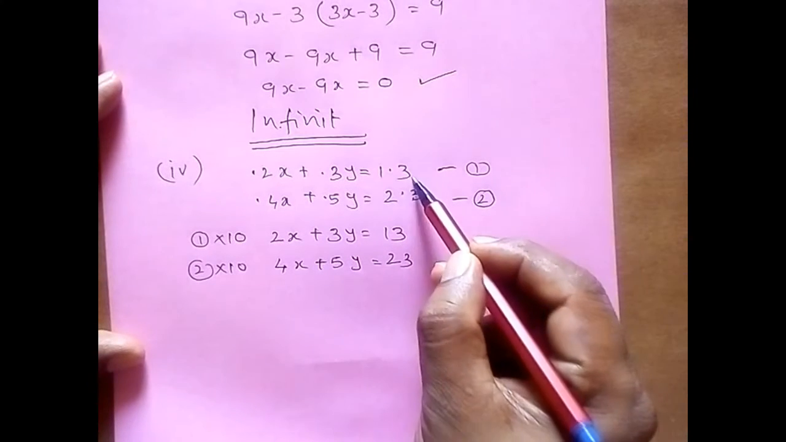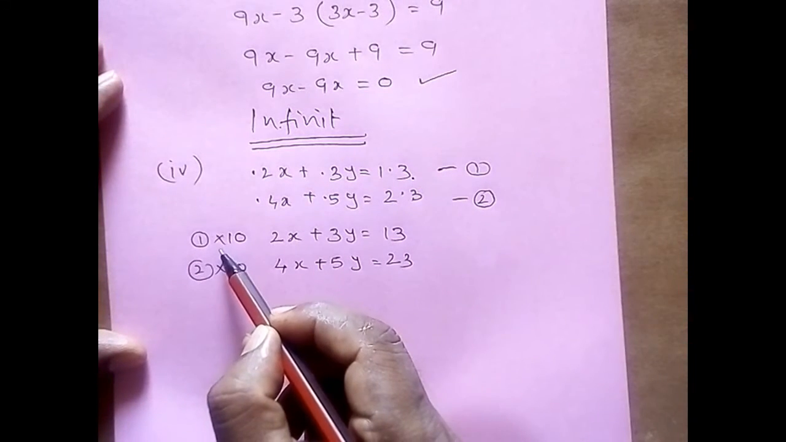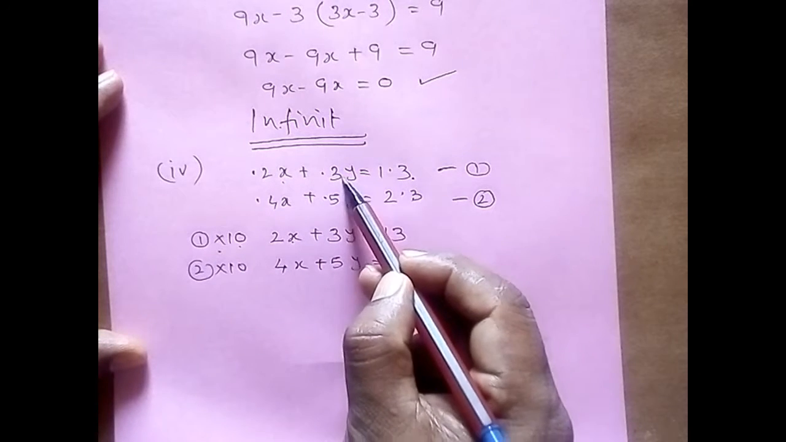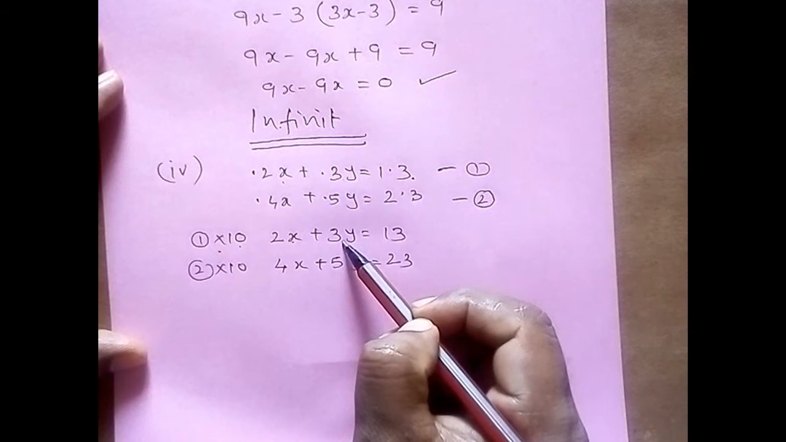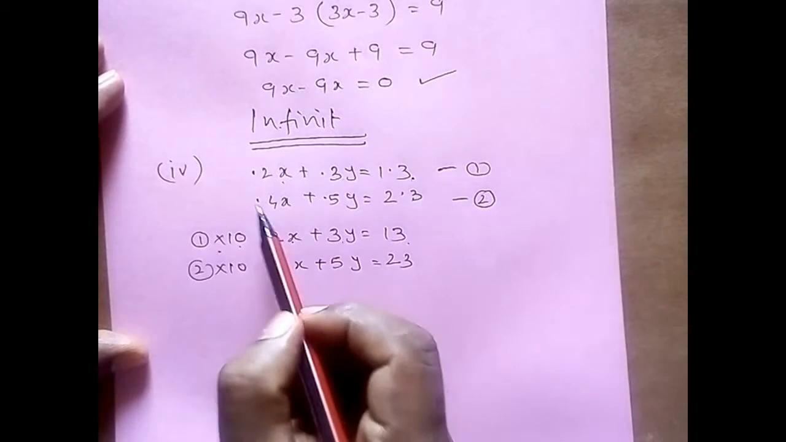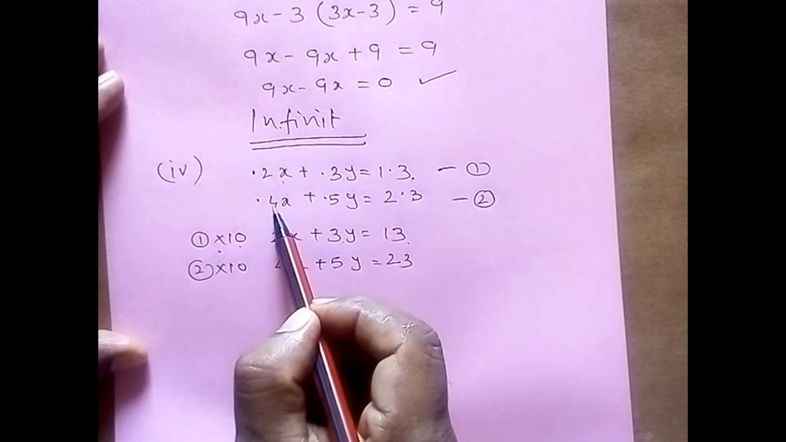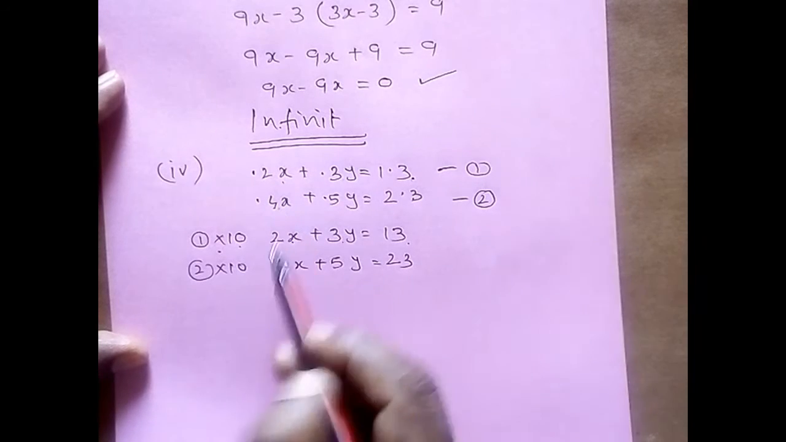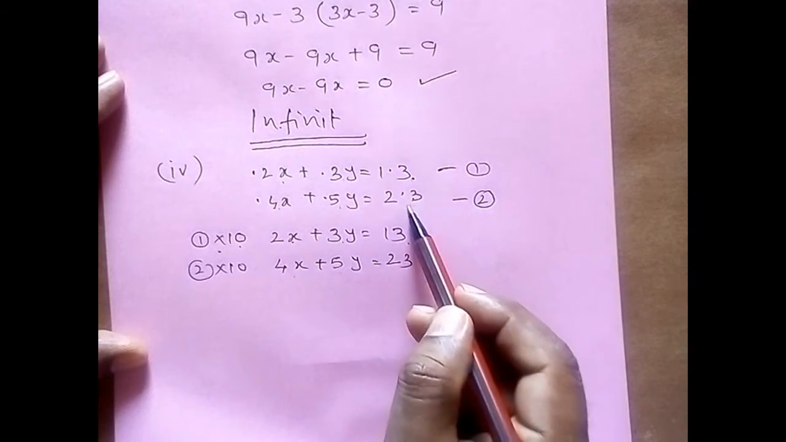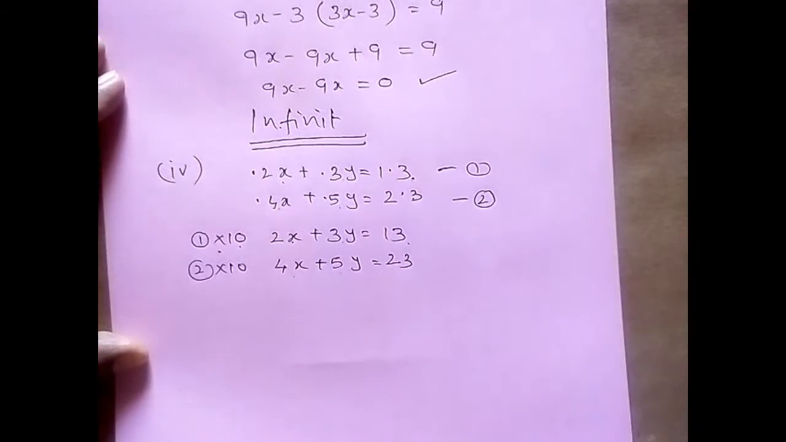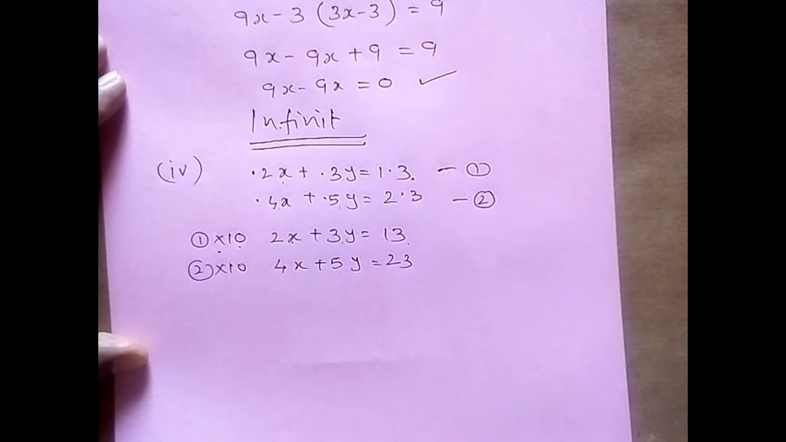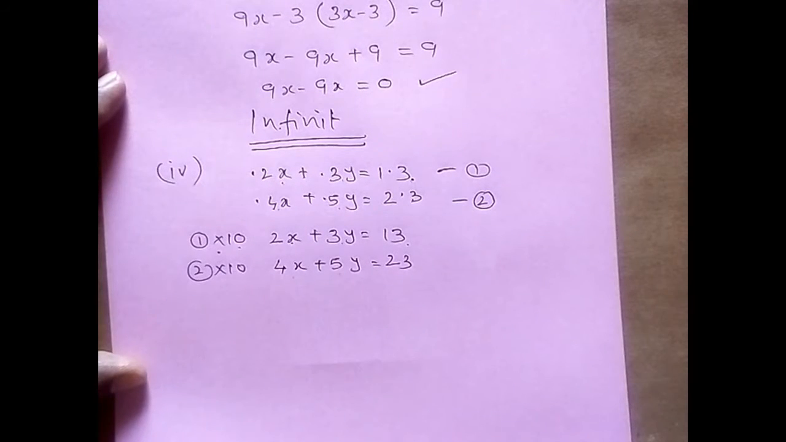To eliminate this decimal, we will multiply by 10. So that we will get 2x, 0.3 into 10 we will get 3y, 1.3 into 10 we will get 13. Similarly, the second equation also we are multiplying by 10. 0.4 into 10 is 4x, 0.5 into 10 is 5y, 2.3 into 10 is 23. So we have multiplied on both sides, hence without changing the value of the equation.